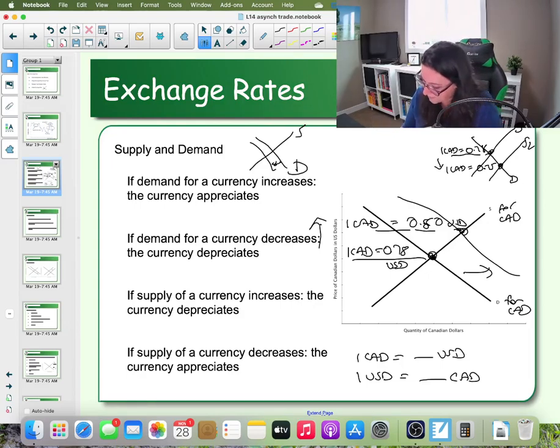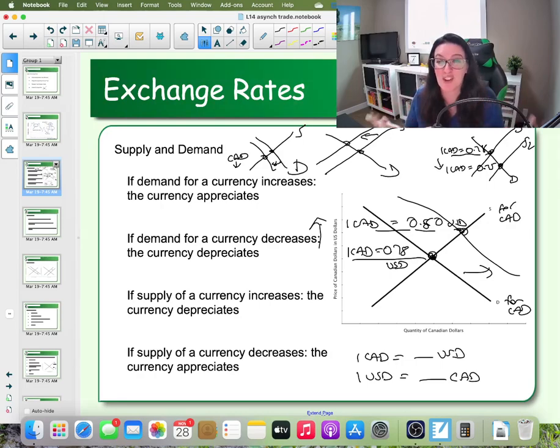Would make the Canadian dollar depreciate or go down. Okay. If there was a decrease in supply of Canadian dollars out in the rest of the world, what would that do to the Canadian dollar? It would make it appreciate.